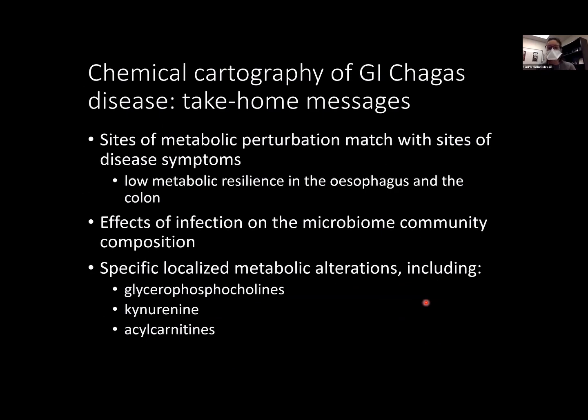But what I showed you for gastrointestinal Chagas disease so far is that, like we saw in the heart, we have this match between where symptoms develop and sites where we have significant metabolic changes. And I brought up this idea of poor metabolic resilience in both the esophagus and the colon. In parallel with these changes in the metabolome, we also have changes in the microbiome as well. And we have changes in specific metabolites and metabolic families, including glycerophosphocholines, kynurenine, and acylcarnitines.